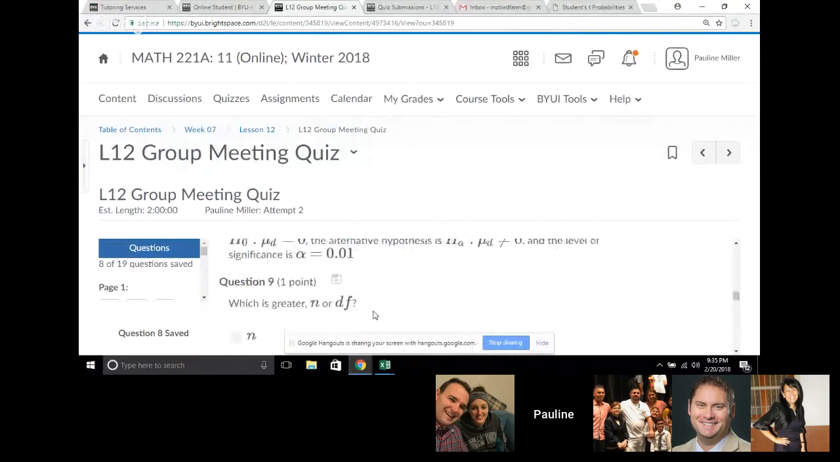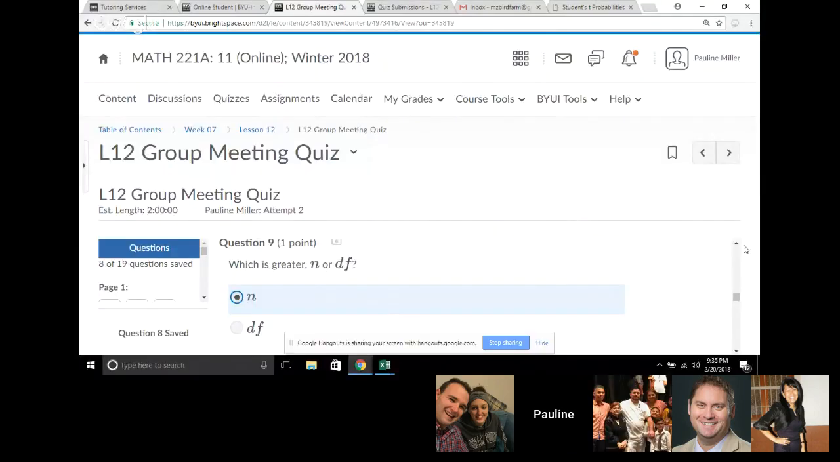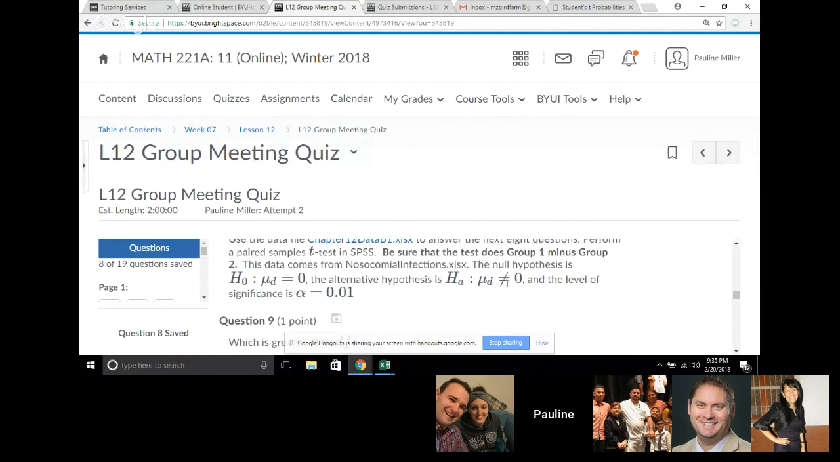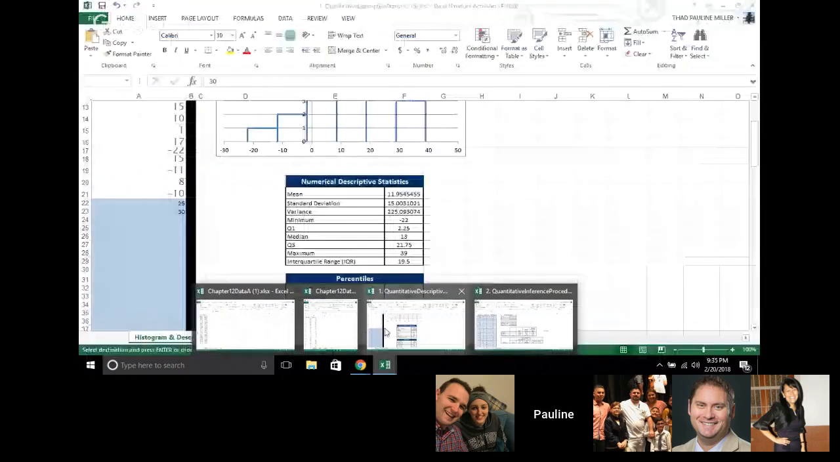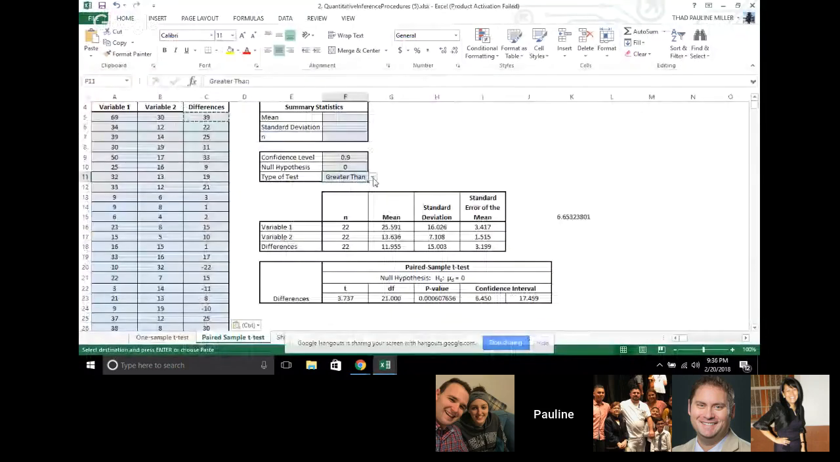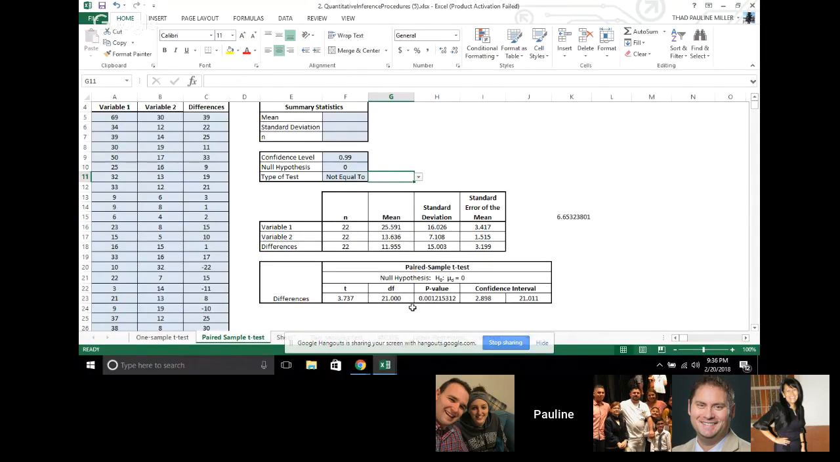So the confidence level, you change it to 99, or what do you change it to? I'm going to change it to 99 and leave it at the not equal to. Well, I got to put it back to not equal to now because I changed it to greater than. So not equal to, and then 0.99. It doesn't change the N or the degree of freedom. It just always changes the p-value and the confidence interval.